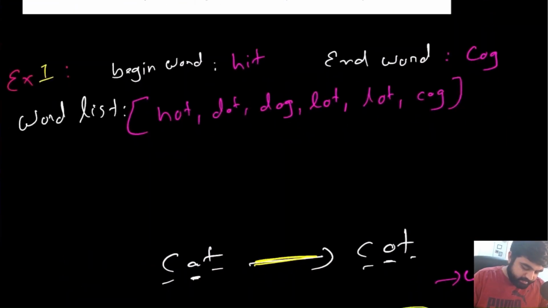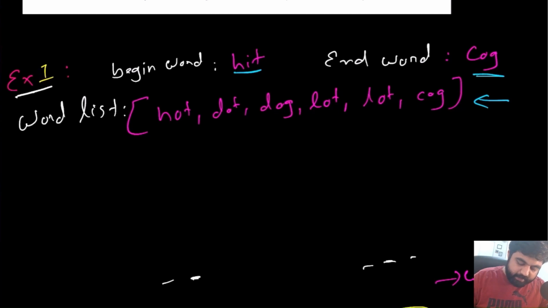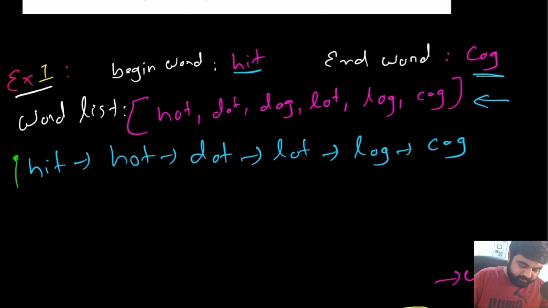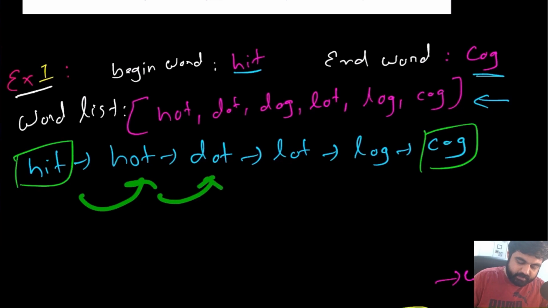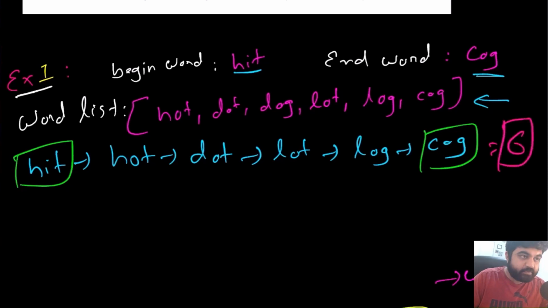So let's try to understand this with a couple of examples. If we see this first example here, the begin word that we are given is hit and the end word is cog, and these are the different words that we are given. So one of the ways we can solve this problem is by creating a word sequence that looks like this. In this case, we are starting from the first word and reaching the end word, and these are all the different hops that we are making using the transformation sequence. So this is a valid example, but in this case, we are actually taking 6 different hops to reach the end word.